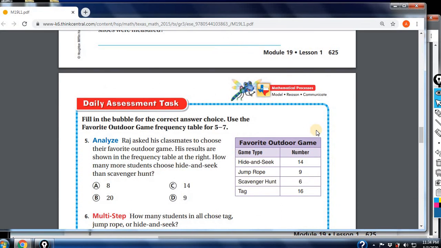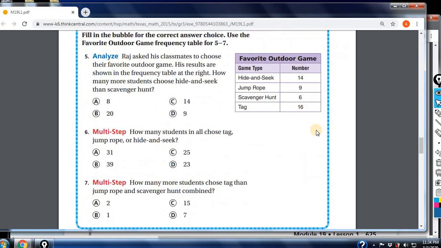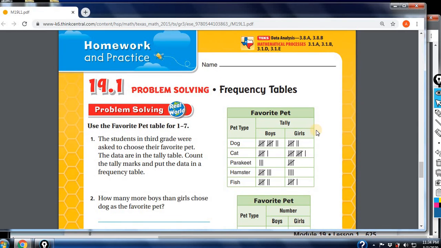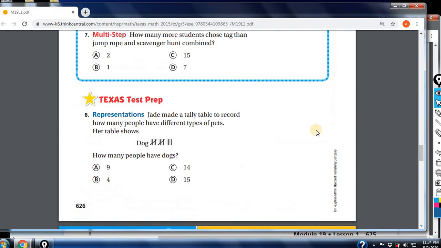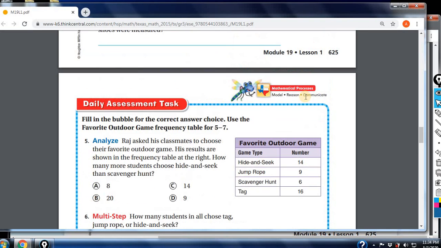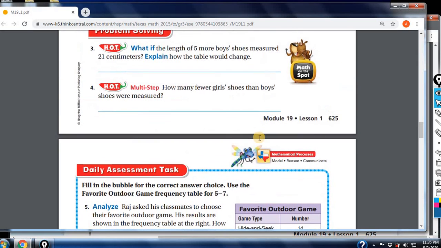Now it's up to you to work with these daily task assessments and your homework and practice pages. Again, I know these are very, very simple for you. You all have been doing a great job, and it's just a matter of converting the tally marks into numbers and making sure that you answer the question carefully. And then just look at what they're asking you and take it step by step. The good thing is you've worked so much with word problems that this should be very, very easy. Those word problems that they're giving you here are very simple compared to what you can do.